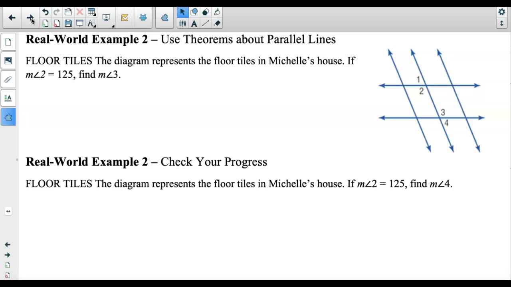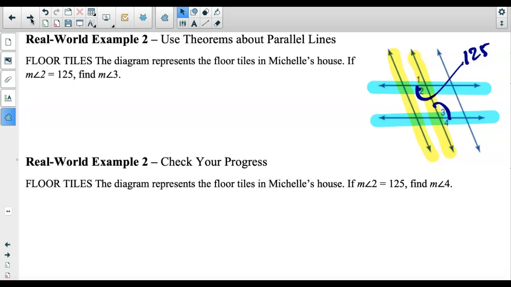So we have a little bit of examples here. It says the floor diagram shows the floor tiles in Michelle's house. If the measure of angle 2 is 125, find the measure of angle 3. Okay, well, I'm going to notice here that they're telling us that these lines right here are parallel, and we want to know what is the relationship between the angle here of 2 and the angle here of 3. Well, I also know that these other lines are also parallel.